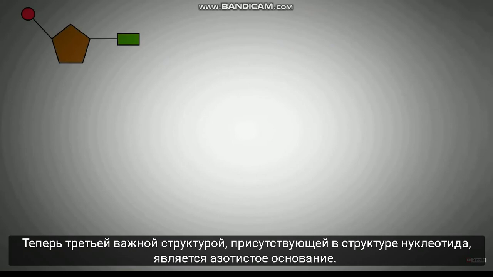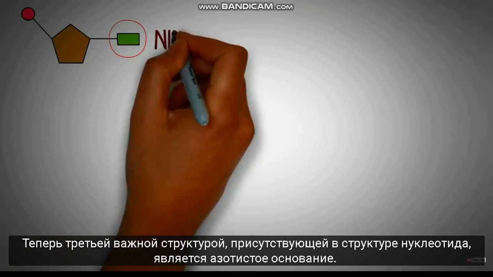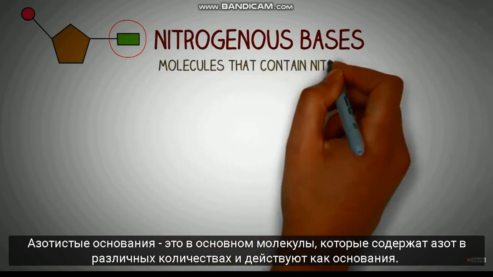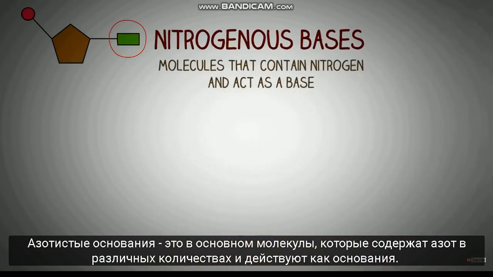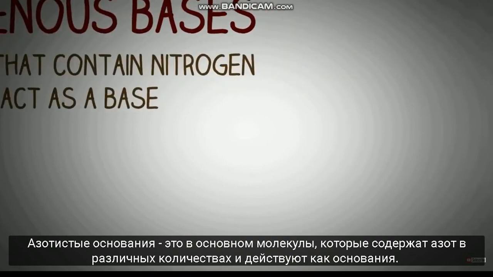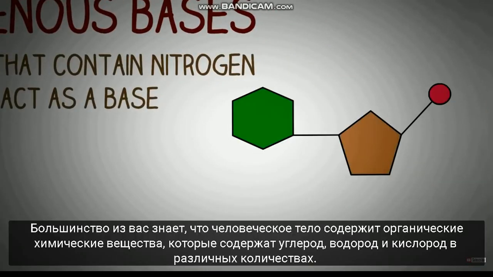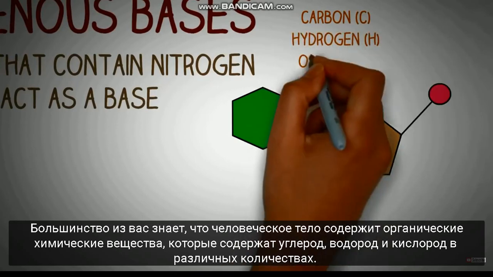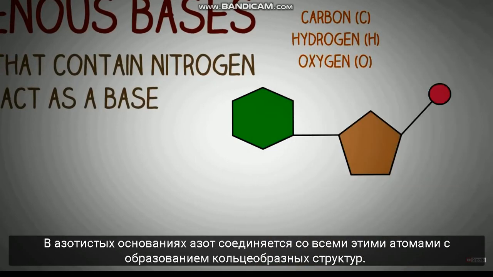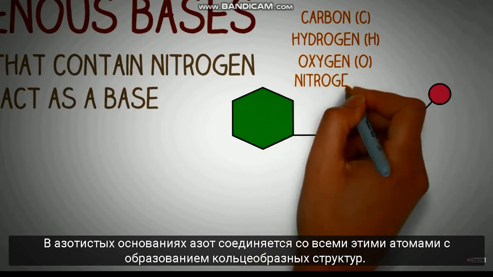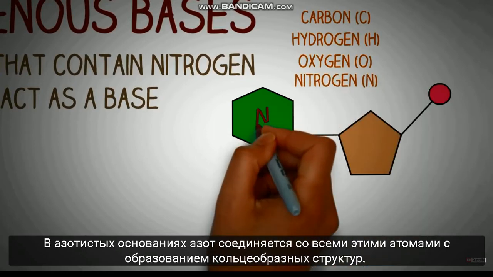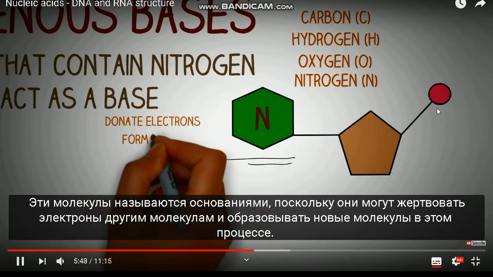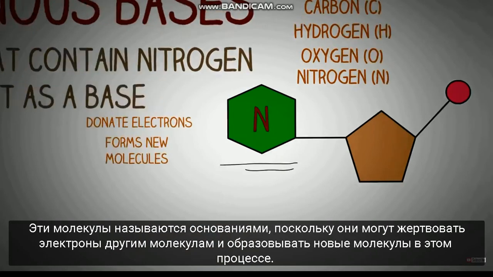Now the third important structure present in a nucleotide is the nitrogenous base. Nitrogenous bases are basically molecules that contain nitrogen in varying amounts and they act as a base. Most of you know that the human body contains organic chemicals which have carbon, hydrogen and oxygen in varying amounts. In nitrogenous bases, nitrogen combines with all of these atoms to form ring-like structures. These molecules are called bases since they can donate electrons to other molecules and form new molecules in this process.